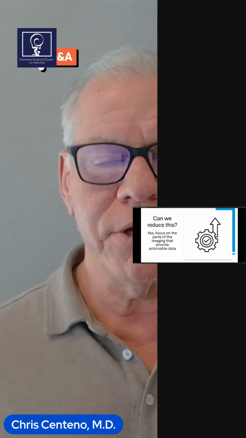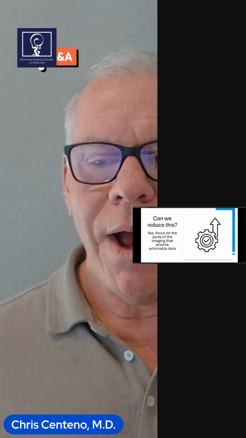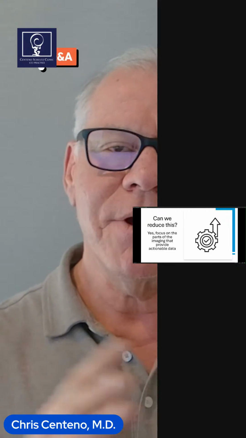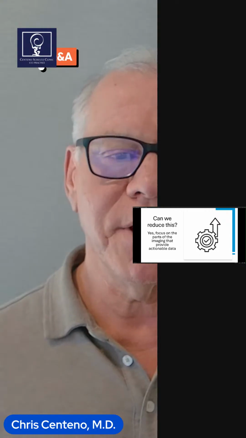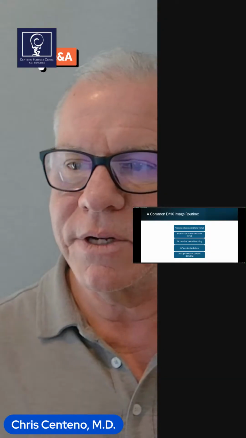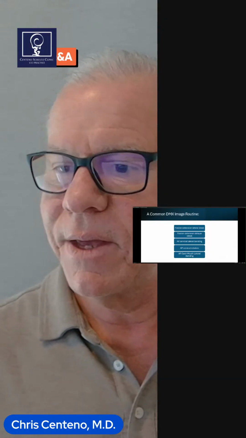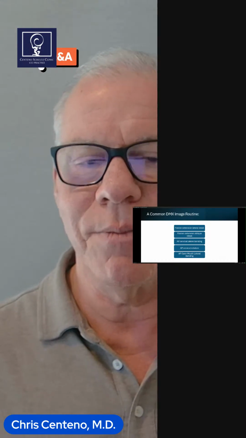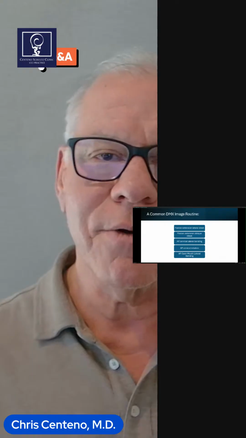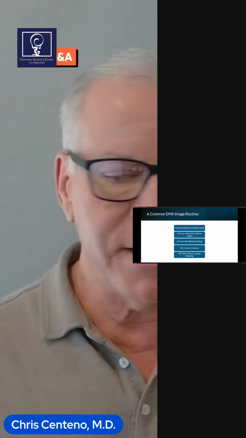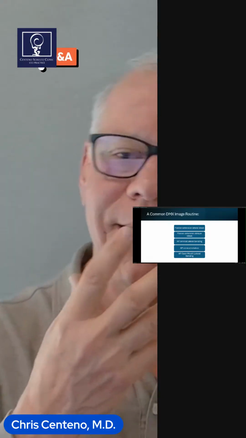So how can we reduce radiation exposure from a DMX? Well, really, the way to do that is to focus on parts of the imaging that provide actionable data for me as the doctor, and to get rid of parts of the imaging that aren't resulting in actionable information for the patient. So this is a common DMX imaging routine here. You can see here that it's usually flexion extension lateral views, then they go to flexion extension oblique views, then they go to AP cervical lateral bending, which is just like this with the mouth closed. Then they'll go to AP cervical rotation, and then finally they'll do the AP open mouth lateral bending.